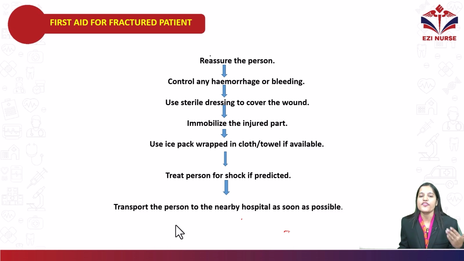When the person gets a fracture, you can first reassure them. If bleeding is there, control the bleeding by applying direct pressure. Then give a sterile dressing and immobilize that part, so that the condition will not deteriorate further and the bones will not be dislocated. So for that, immobilize that area.